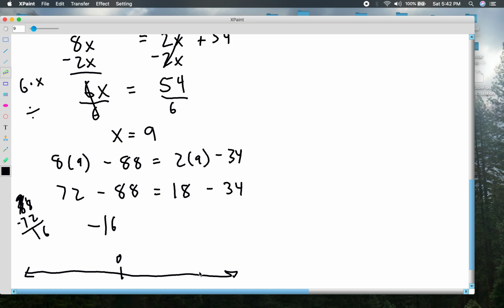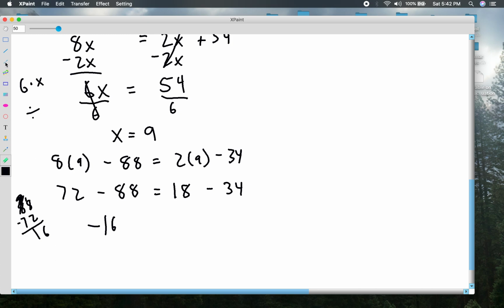If I had a 72 way out here, and I had to take 88 away, well, 72 takes me back here, and how many more do I get to go, 88 away from 72? Well, I have to go down all the way to negative 16, because negative 16 plus 88 would take me all the way back up to 72. I like drawing those number lines every now and then because they really help me understand how negative numbers work. Negative numbers can be confusing sometimes, and that's okay.